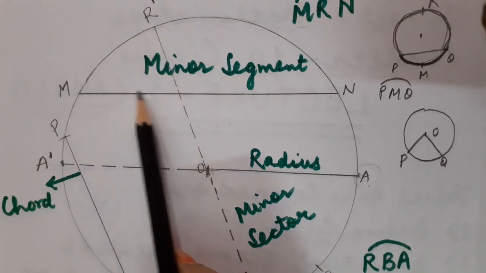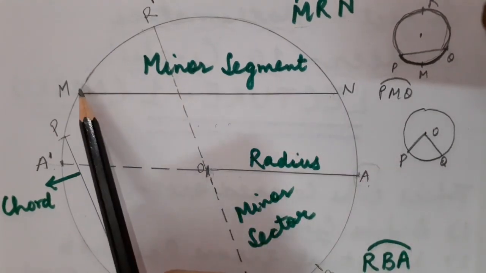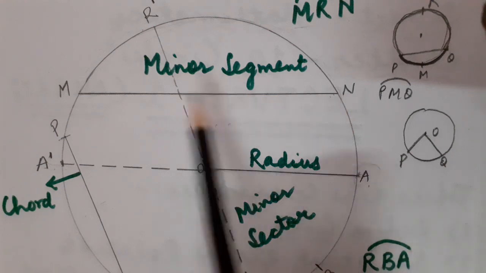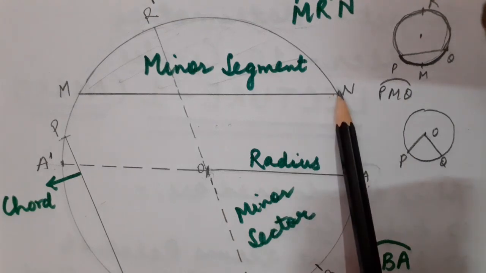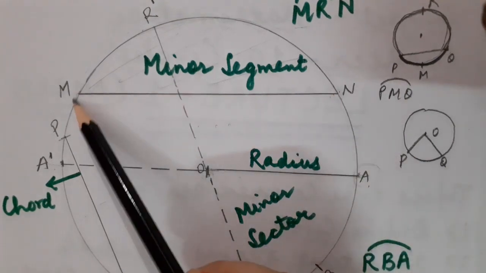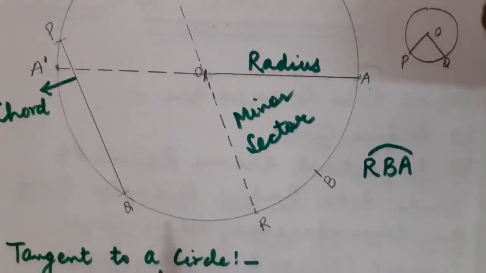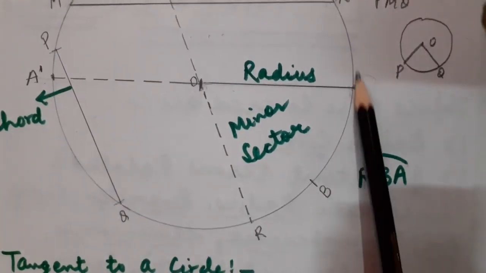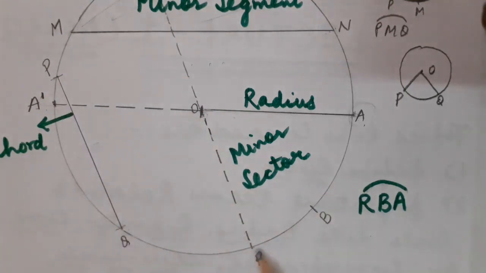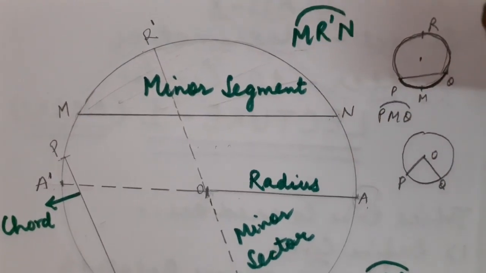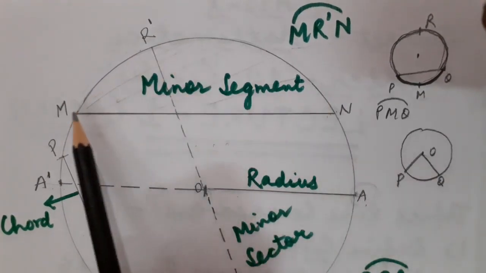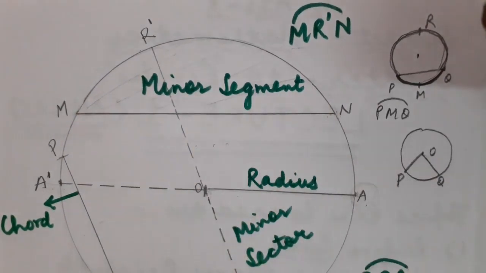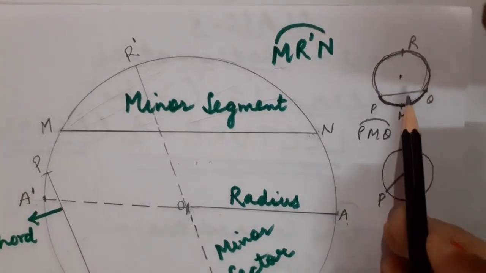Now next comes segment of a circle. The region between the chord and either of its arcs is known as a segment. Children, here you can see that MRN is the minor arc, and this complete M, R and N, this starts from here, M, R and N, is the complete major arc. So what should I say about the minor segment? Minor segment is basically the region which is bounded by the minor arc and the chord. Correct, children?